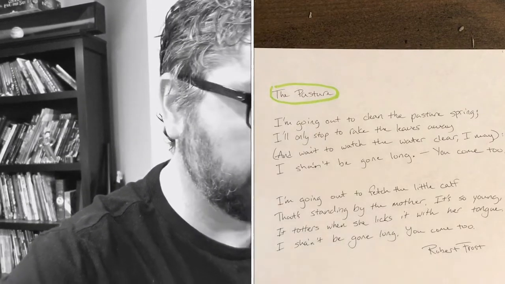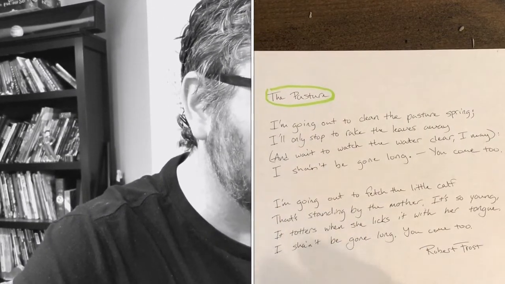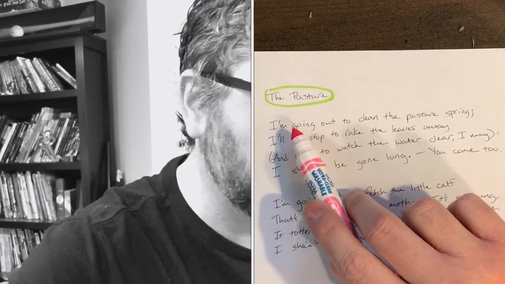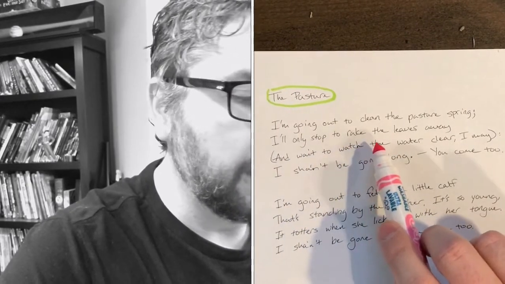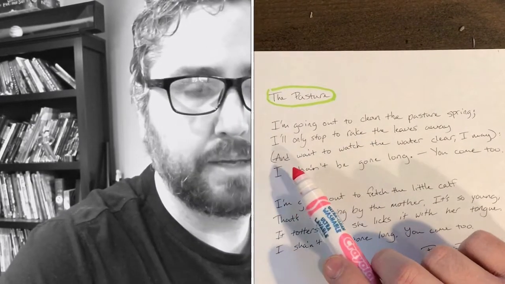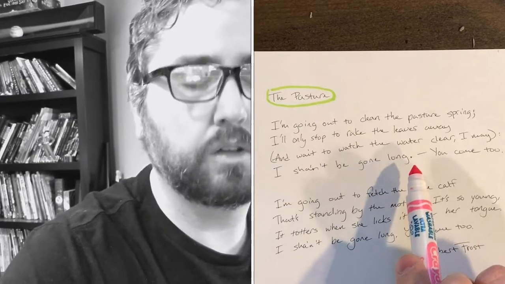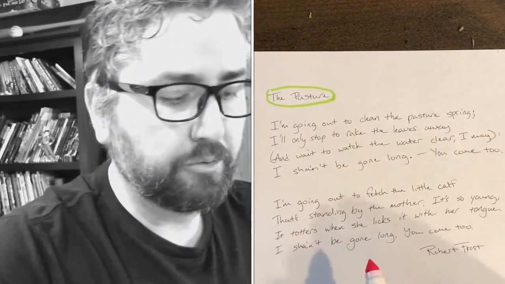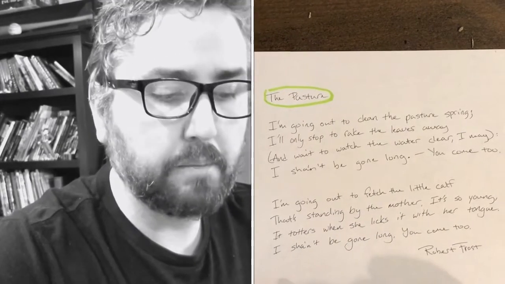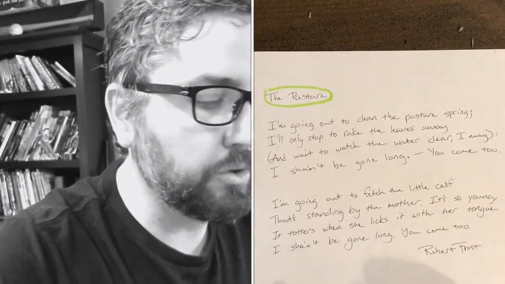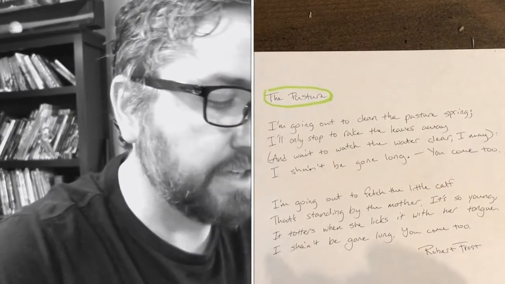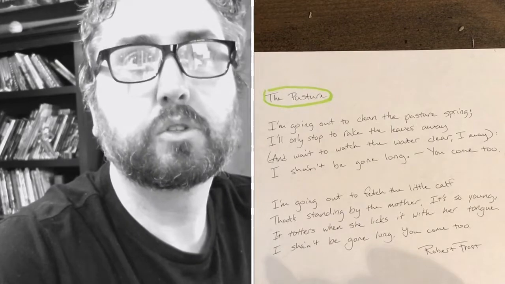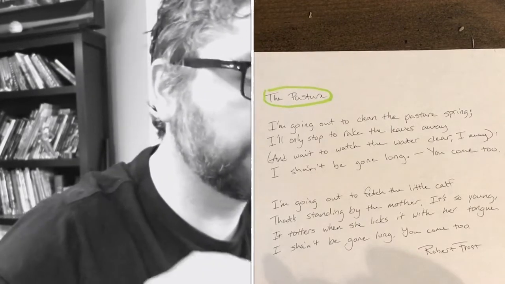All right, so I'm going to go ahead and read the poem. I'm going out to clean the pasture spring. I'll only stop to rake the leaves away. And wait to watch the water clear, I may. I shan't be gone long. You come too. I'm going out to fetch the little calf that's standing by the mother. It's so young, it totters when she licks it with her tongue. I shan't be gone long. You come too.